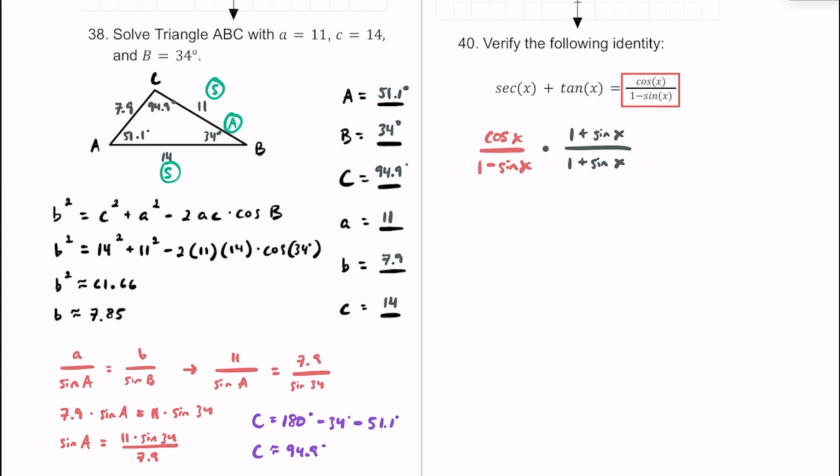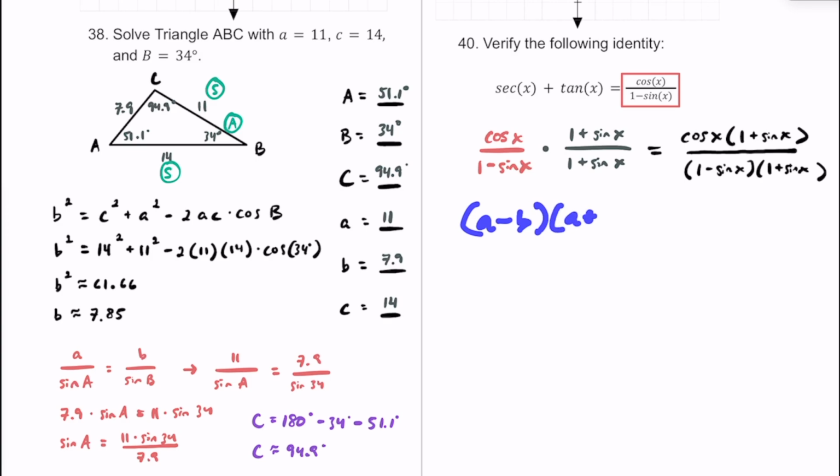You're going to see what's going to happen. If you look at the numerator, I'm going to keep this a little bit separate. It's going to be cosine of x multiplied by the quantity of 1 plus sine of x. And the bottom is going to be this 1 minus sine of x multiplied by this quantity of 1 plus sine of x. So if you remember back from quadratics, if you have something like a minus b times a plus b, then that's always going to turn into a squared minus b squared, right? Because if you FOIL it out, the outers and the inners will cancel each other out. So I'm going to use that pattern here as well.